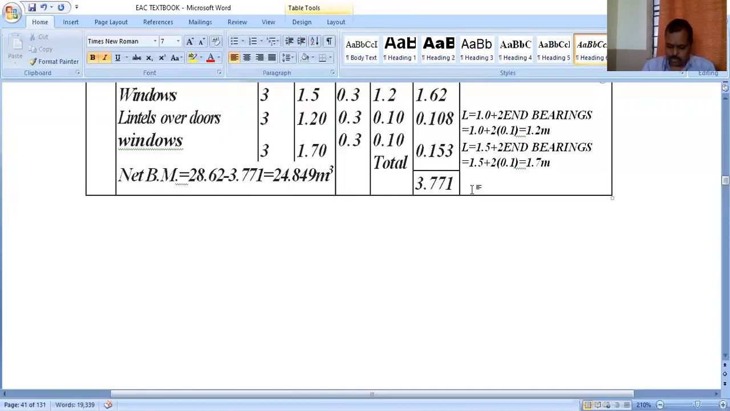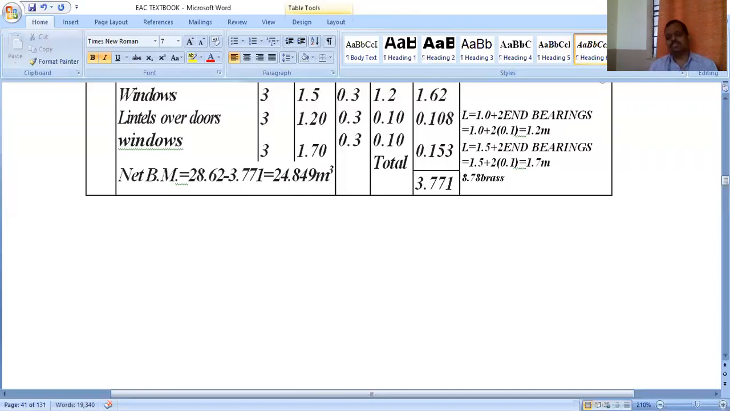Just divide 24.849 divided by 2.83. It will give us directly the quantity of brickwork, net brickwork in brass. It will be how much? 8.78 brass.